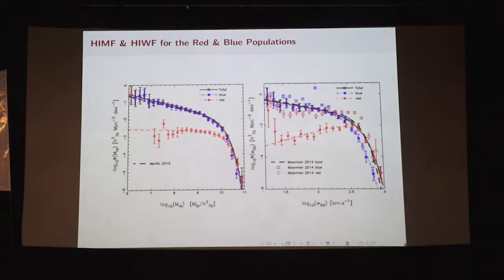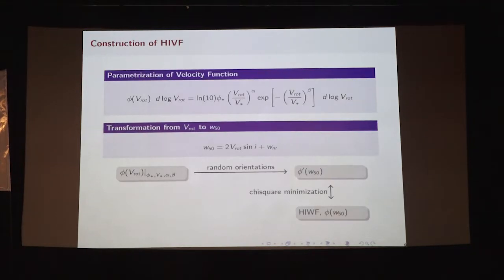Now we would also like to look at the distribution of the intrinsic rotational velocity, and since we don't have the V rotational values, we will do it like this. First we assume that the H1 velocity functions will also have a parametric form, a four parameter form like a modified Schechter function.